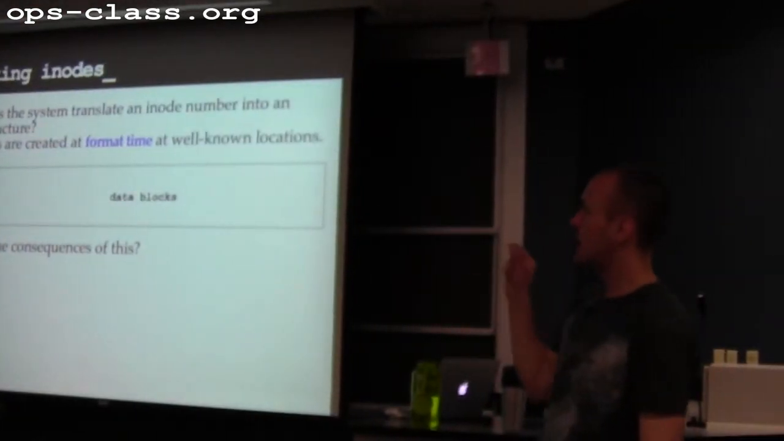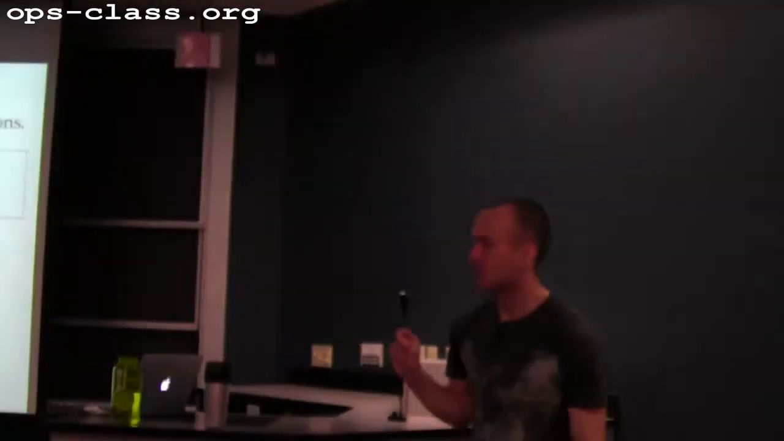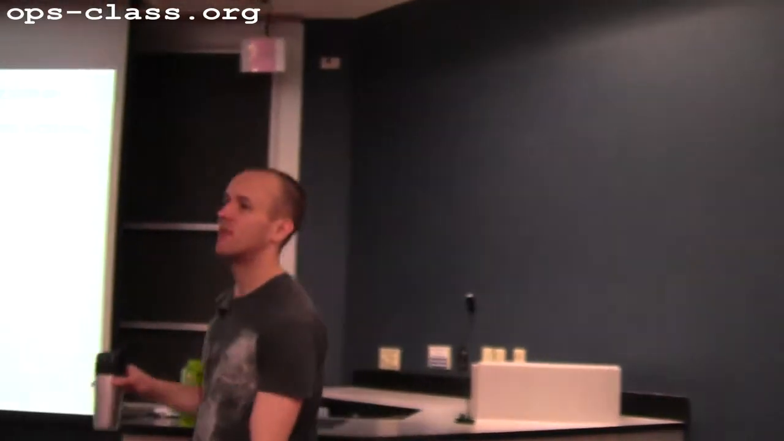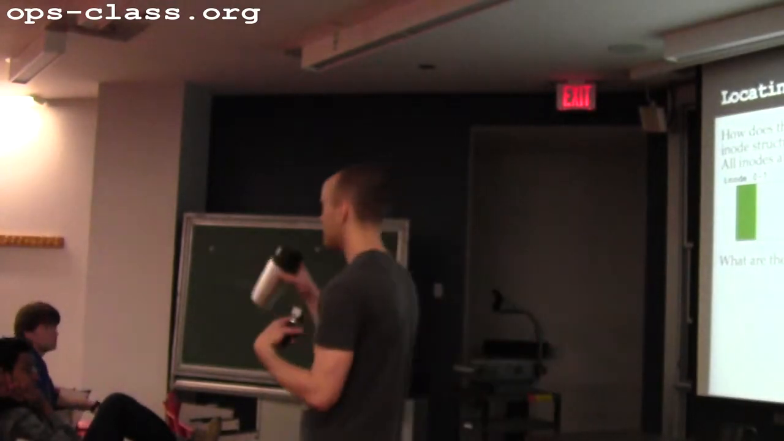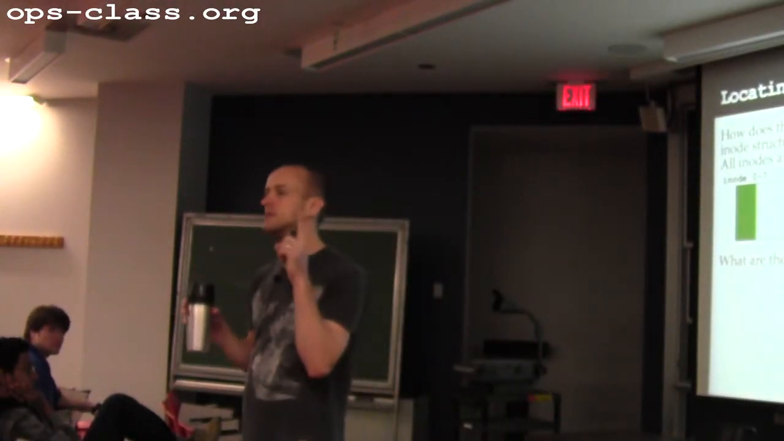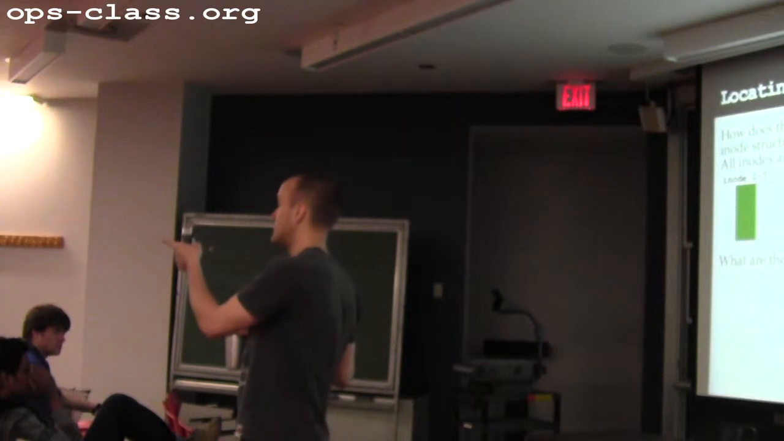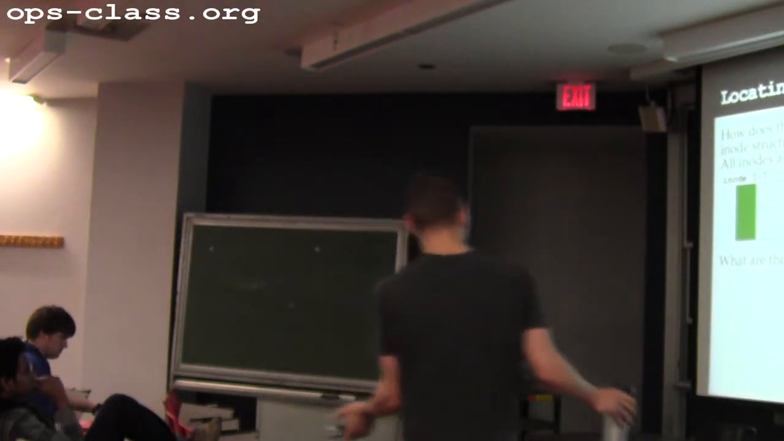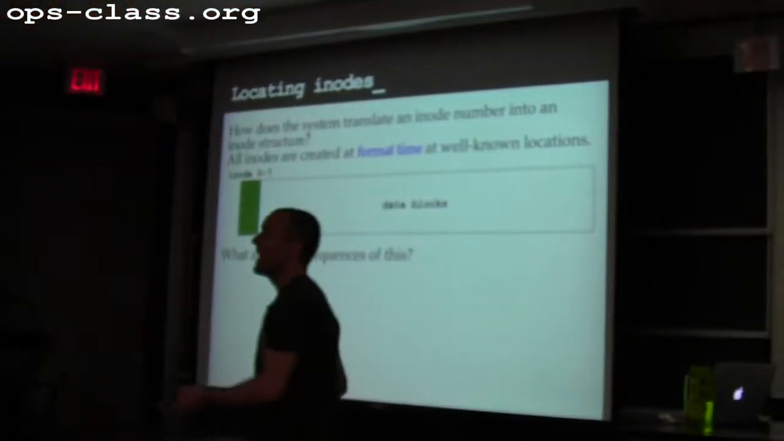Pretty obvious. But what are the other consequences of this? I'm creating all my inodes at format time. So what does that mean? What's one limitation of the ext4 file system? Remember, I said one inode per file. What's that? Number of files. Yeah, so now I've got a limit on the number of files that I can ever have on the system, right?